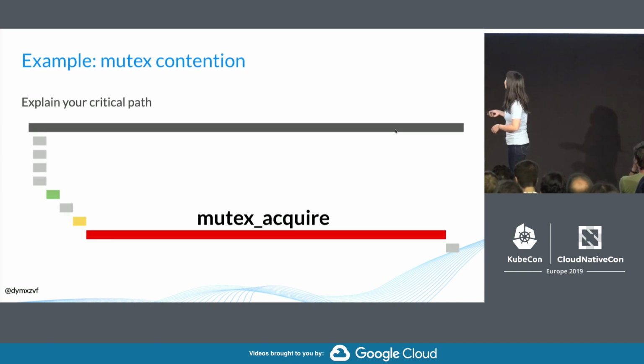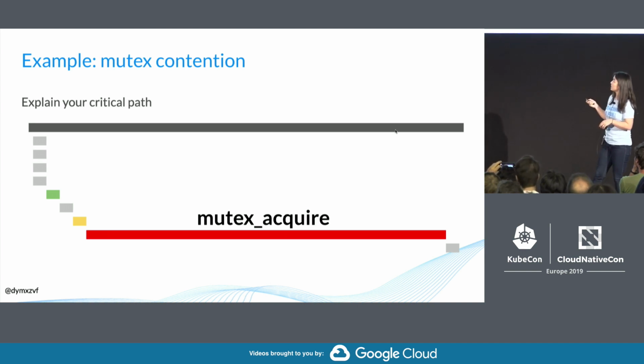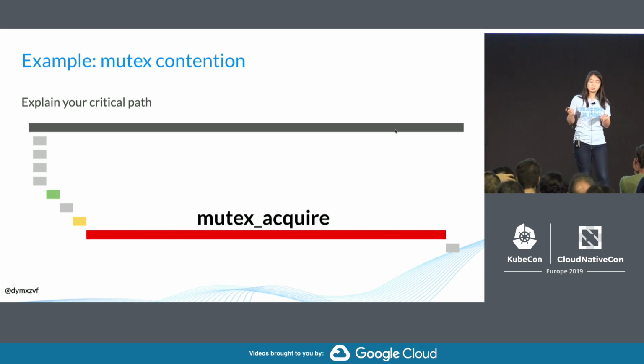Okay, so back to the example. I'm putting in a very specific example here, already previewed a little earlier: a mutex acquire operation. This operation represents how much time this process, this transaction, had to wait for a mutex to become available.